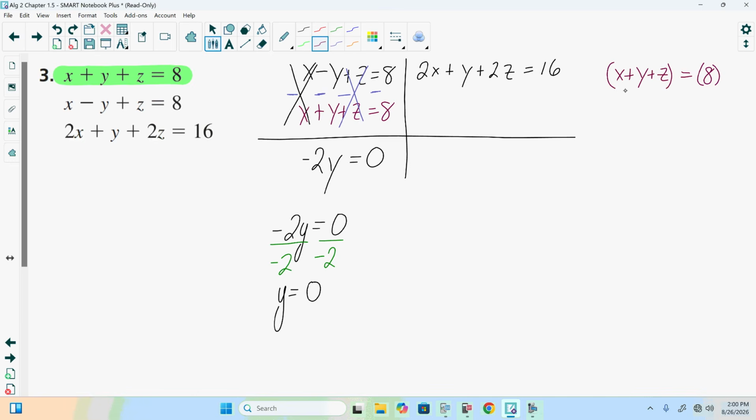Now for this one on the right, the z's are not the same. The z that we have is 2z. We need to multiply our 1z by something to get it to be 2z. So we're going to multiply it by 2. 2x plus 2y plus 2z, almost wrote x again, is equal to 16.